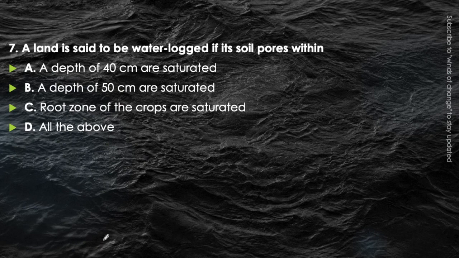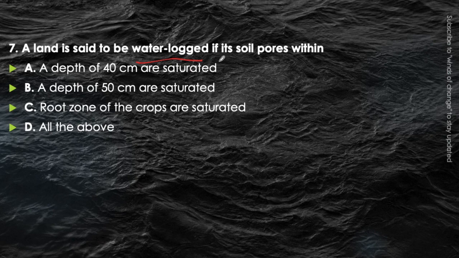Next question. A land is said to be waterlogged if its soil pores within a depth of 40 cm are saturated, a depth of 50 cm are saturated, or the root zone of the crops is saturated, or all of the above. Now, a land is said to be waterlogged. Which condition will lead to the waterlogging? Which condition is called a waterlogging condition?